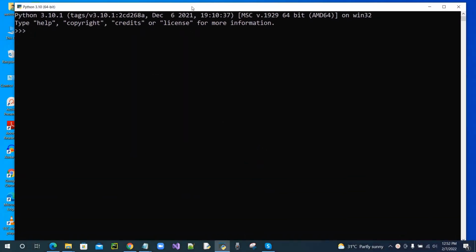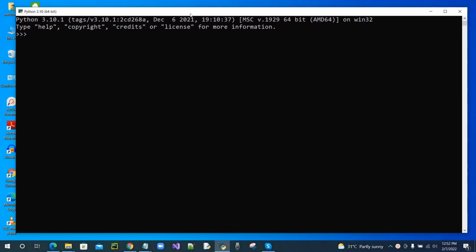Open Python interactive shell. To find the binary equivalent of any number, use the bin function. So bin of 4 is equal to 100. Let's create two variables, x is equal to 4 and y is equal to 6. Performing bitwise AND operation on x and y. The output is 4. Performing bitwise OR operation on x and y. The output is 6. Performing bitwise XOR operation on x and y. The output is 2.